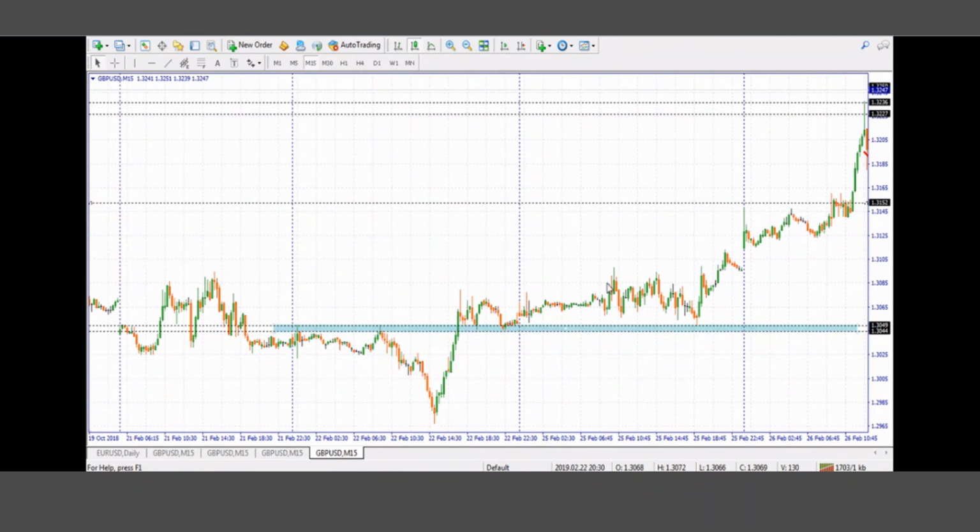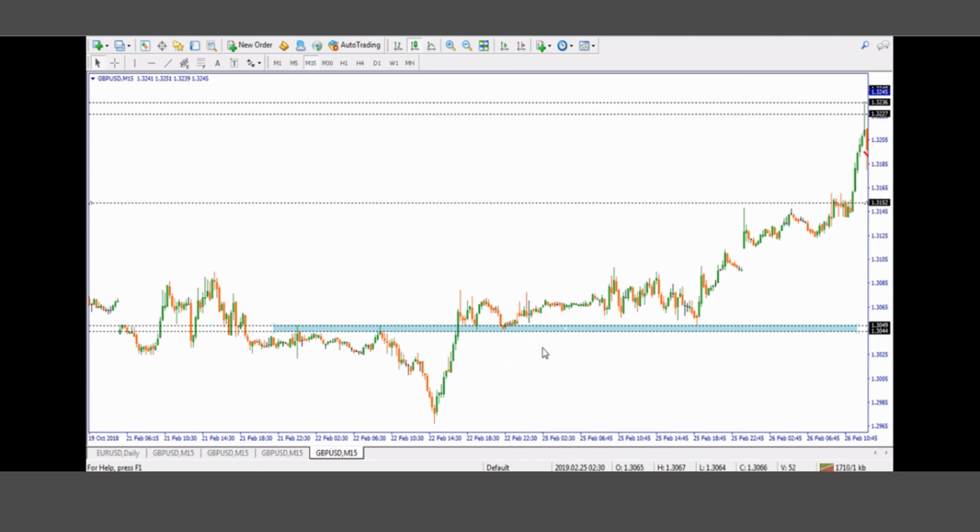Then I'm going to remove period separators. First, still on the chart, period separators. Then the next one, no, that's fine.